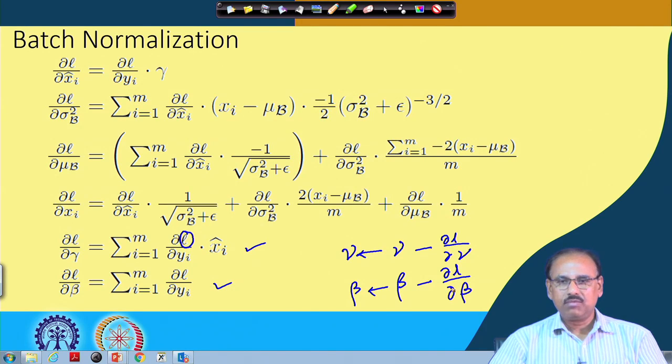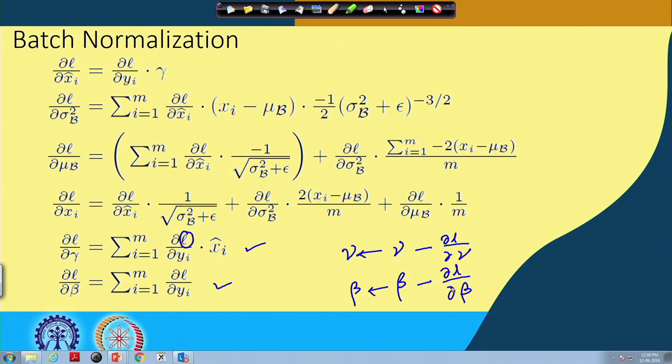So in today's discussion, what we have discussed is the batch normalization technique. In the subsequent classes, we will talk about other normalization techniques. As we have already said, the difference in these normalization techniques is basically how you compute the mean and the standard deviation.